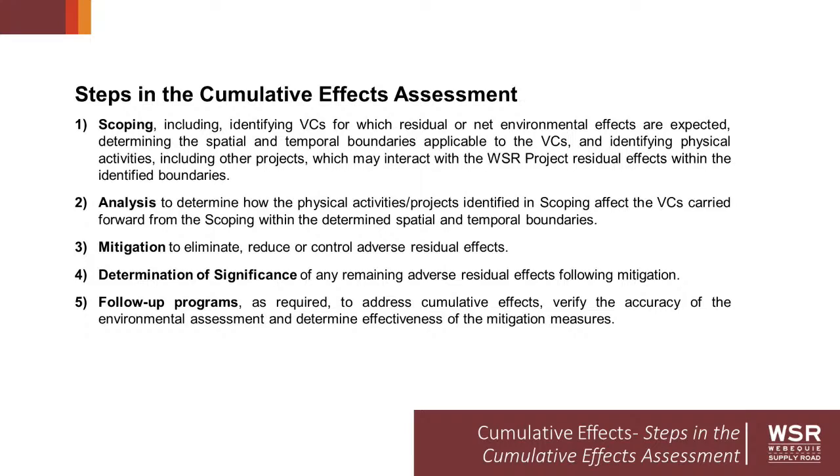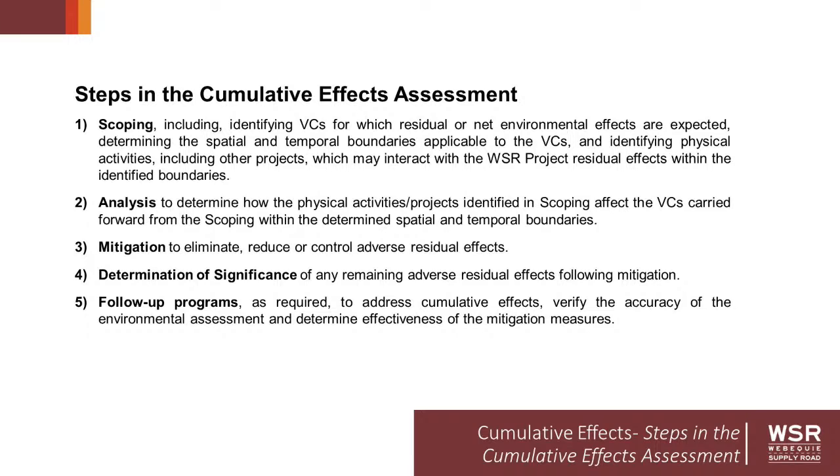The scoping step involves identifying those valued components for which residual or leftover or net environmental effects are expected; all those things mean the same thing. So you have potential effects minus, like subtracting, mitigation, and you're left with residual or net or leftover effects. Scoping also involves determining the spatial, meaning land and water area, geographic area, and temporal, meaning time, over what period of time, applicable to the valued components, and identifying physical activities, including other projects, which may interact with the Webequie Supply Road project residual effects within the identified boundaries.